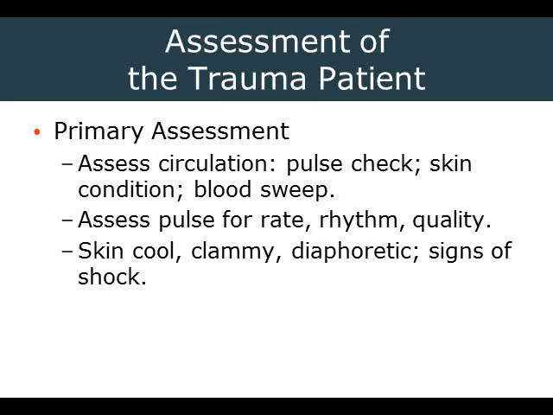Assess their circulation. Remember, we're looking for their pulse. We're looking for some of the qualities that go along with that. Is it regular? Is it irregular? Strong? Weak? We're also going to look for an approximate rate. Look at their skin. Pale, cool, clammy. So what's the color? What's the temperature? What is the moisture?